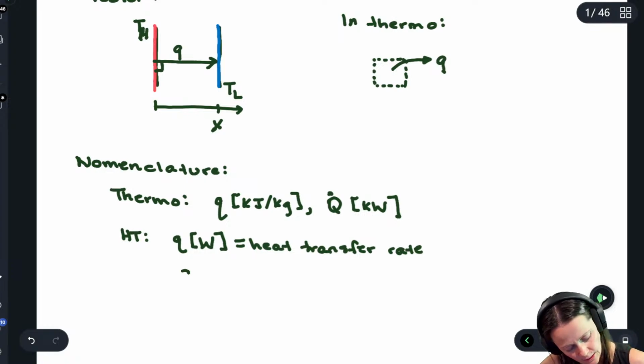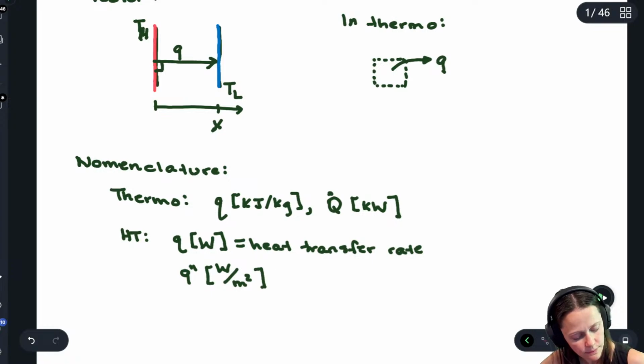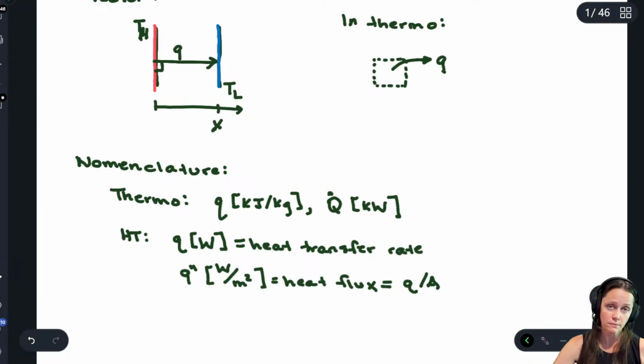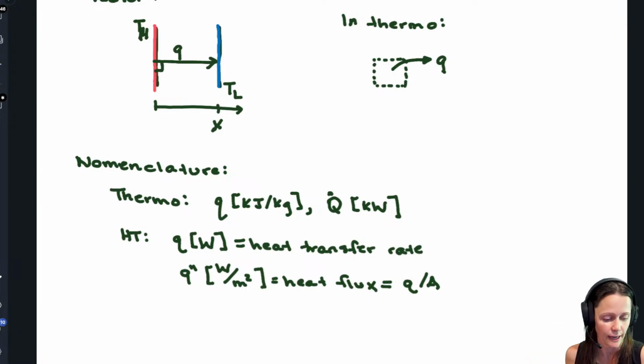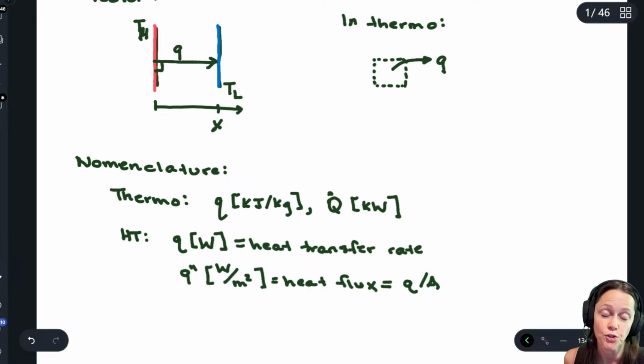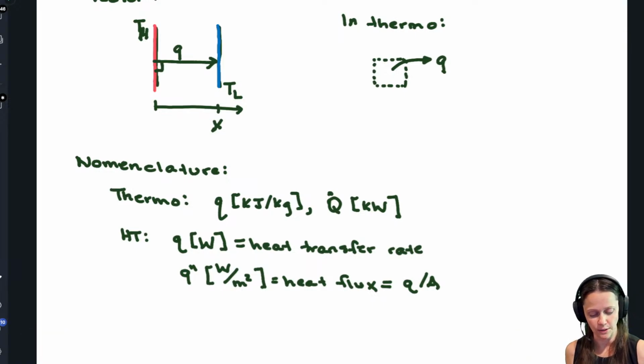And then this q double prime, this would be watts per meter squared, and this is just heat flux. So it's q over the area. The area is the area through which heat transfer is going to flow perpendicularly.